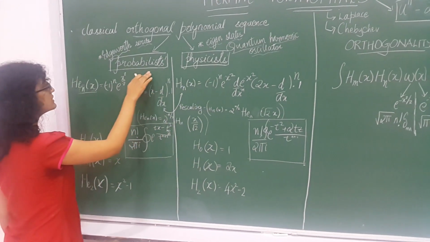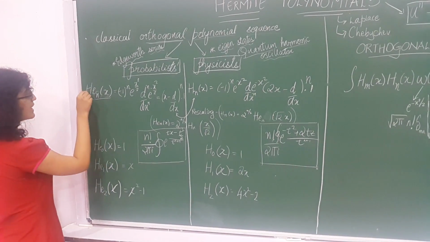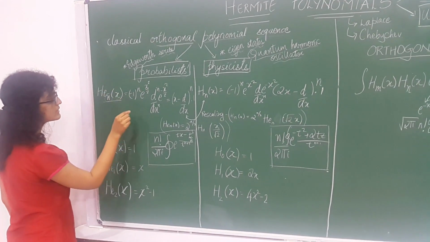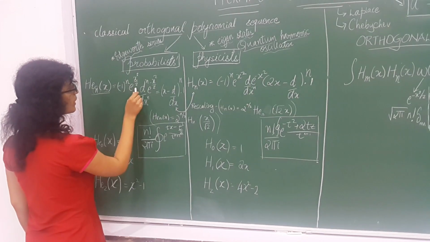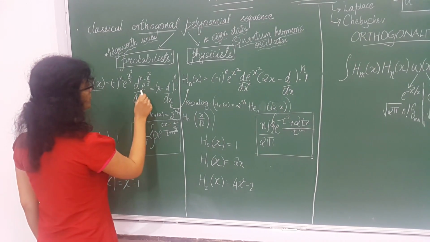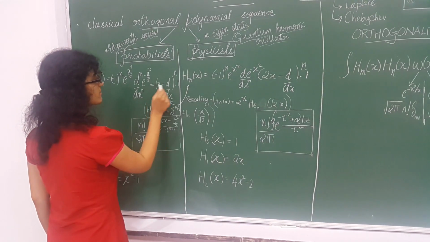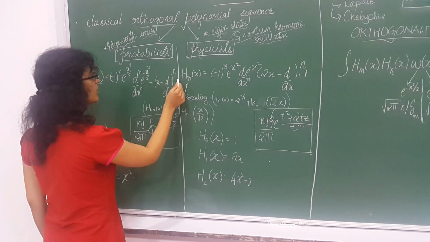First, let us see probabilist Hermite polynomials. We will represent the function as He_n(x), which is the nth polynomial in terms of x, which can be written as (-1)^n times e^(x²/2) times the nth derivative of e^(-x²/2), which can also be written as (x - d/dx)^n.